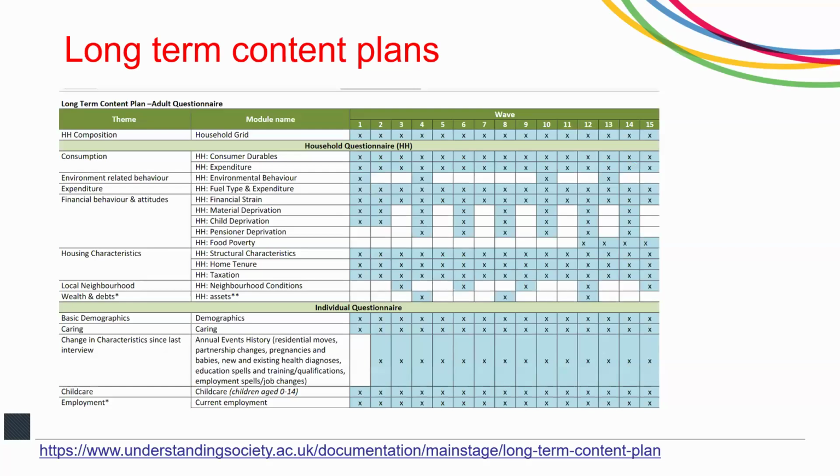As you can see in this long-term content plan of the adult questionnaire, not all modules are asked at each wave. You can see that, for example, household composition is asked at every wave. And for example, environmental behavior was asked at wave 1, wave 4, wave 10, and wave 13.